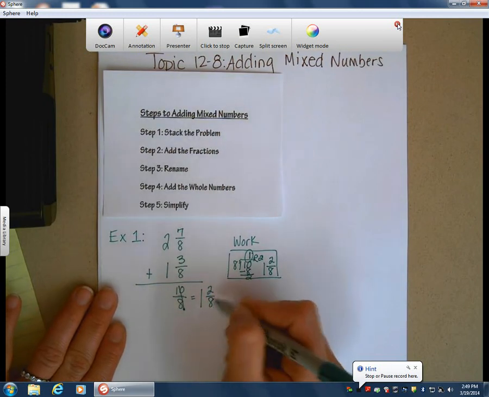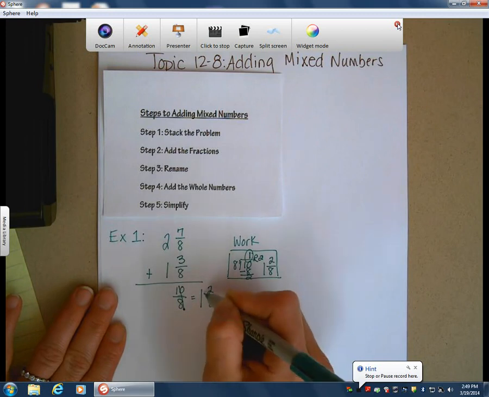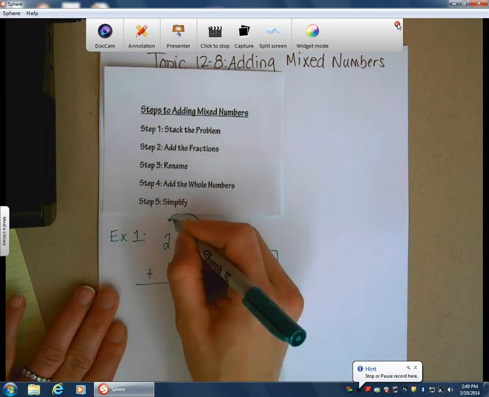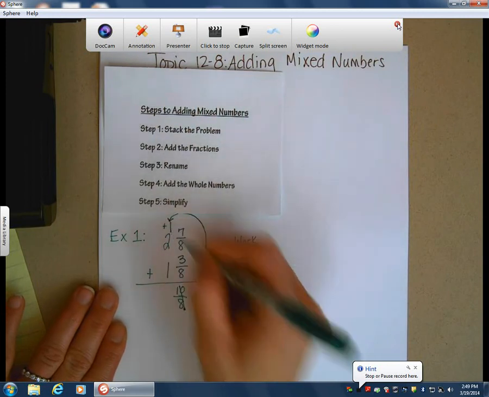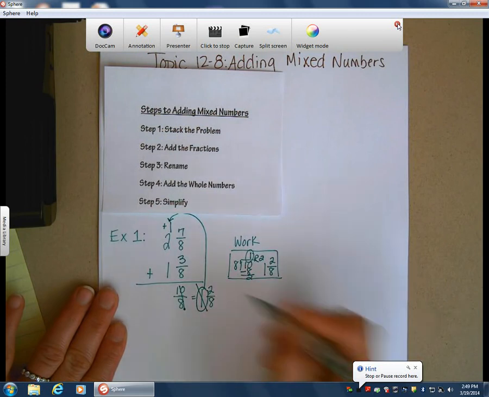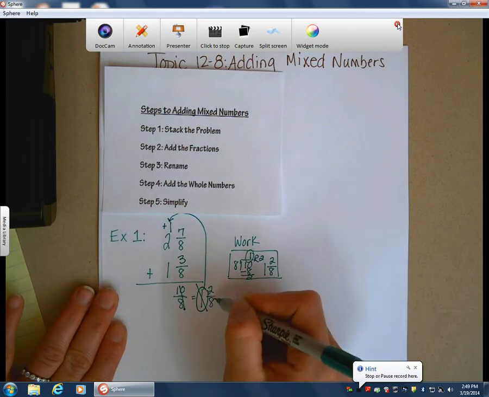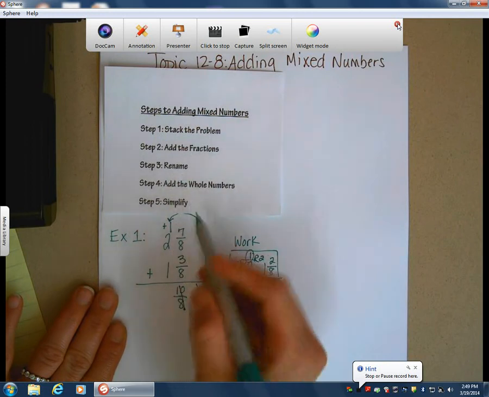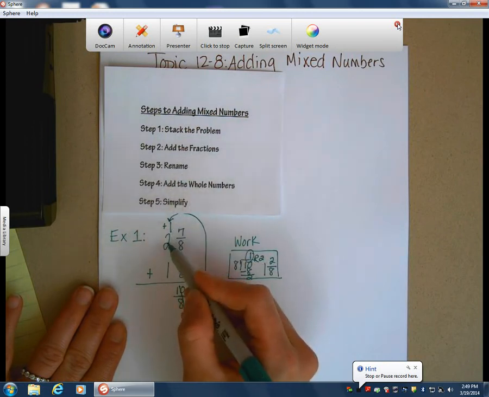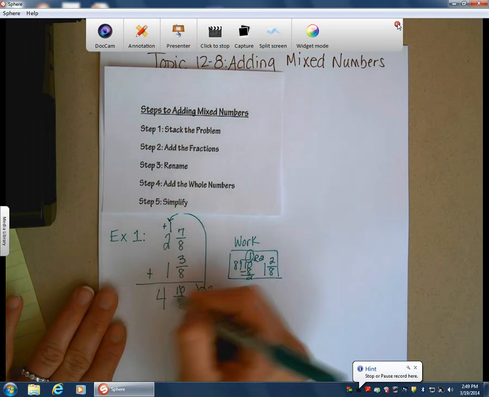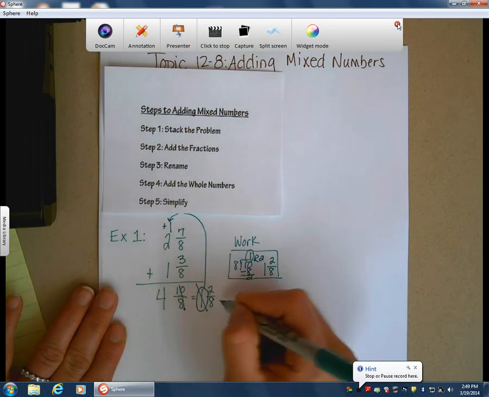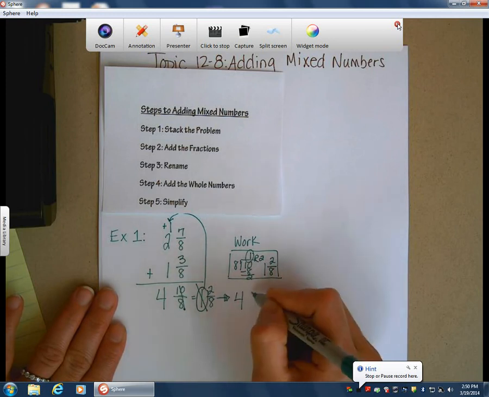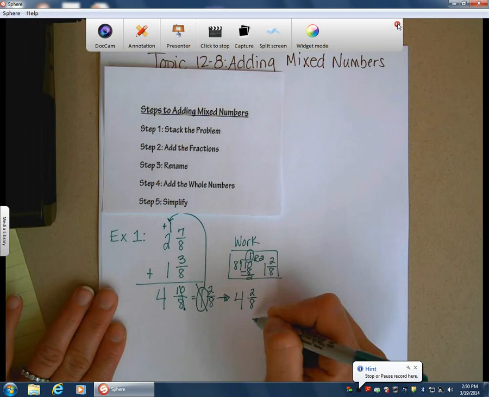Since I have a whole number and a fraction, I also have to take this whole number and put it with the other whole numbers up here, and I'm going to cross it out once I've done that because now my fraction is only 2/8. Since I've renamed, now I can add my whole numbers. 1 plus 2 equals 3, plus 1 more equals 4. But I have all of this work in between, so I want to neatly move my answer over. So I have 4 and 2/8.